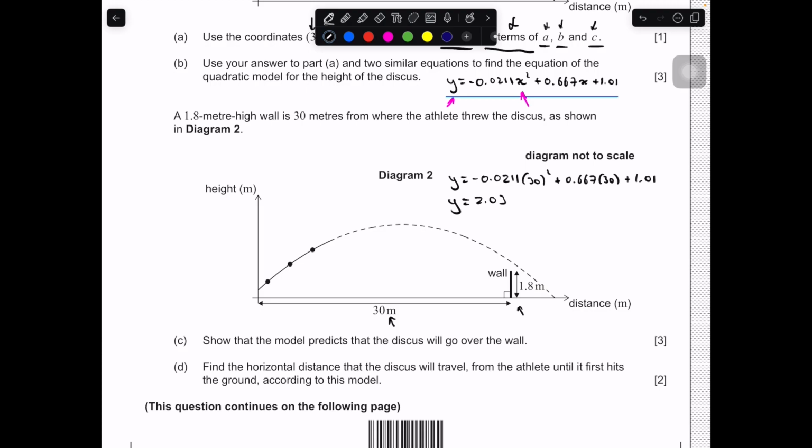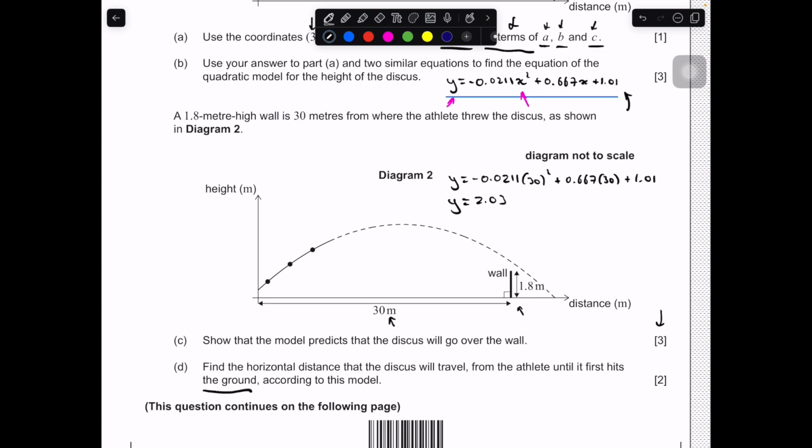Really nice three-mark question. That's just a pretty simple input-output question for three marks. I guess it hangs on whether the model itself was correct. Now, find the horizontal distance that the discus will travel from the athlete until it first hits the ground. Again, we've got an input-output model, pretty generous, two marks. It depends on whether we've got the model correct.